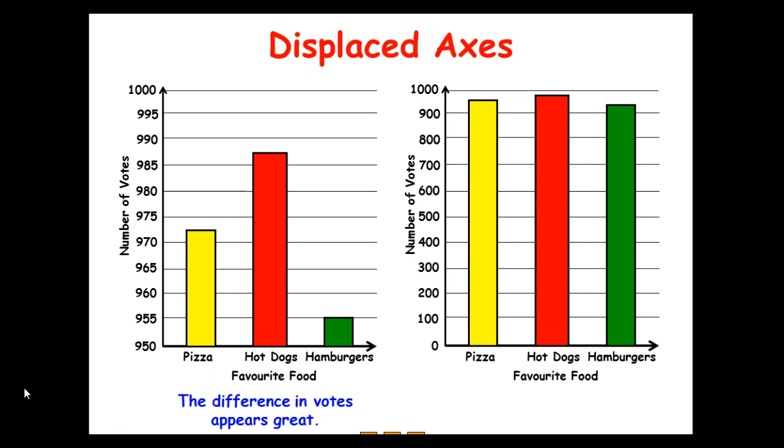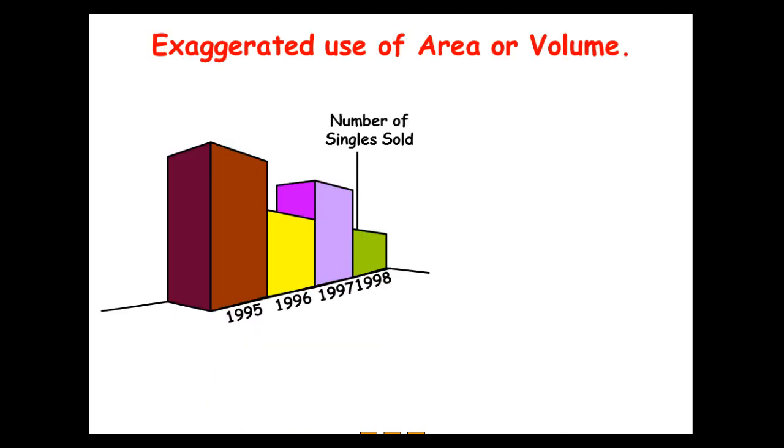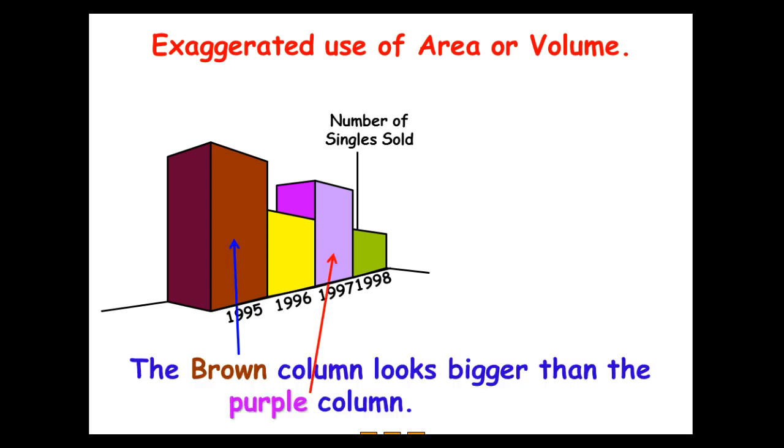So the first graph, the difference in the votes appears really great. In the second graph, the difference in the votes appears not so great. So this is another way you can have a misleading graph: the exaggerated use of area or volume. So you can see this is a graph showing the number of singles sold. It doesn't have an x-axis, so we can't see exactly what those numbers are, but the point can be illustrated.